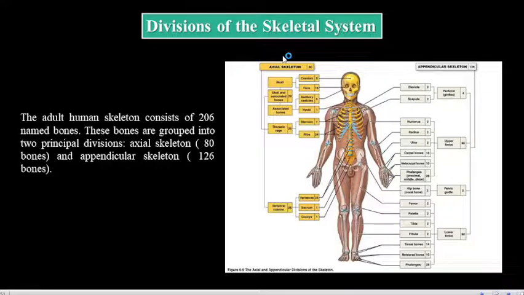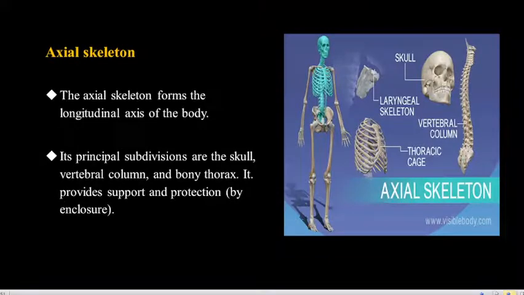All of the skeleton in your body is divided into two divisions. We have the axial skeleton and the appendicular skeleton. In total, a mature individual has 206 named bones in the whole body. 80 of that is under the axial skeleton, and 126 is under the appendicular skeleton.